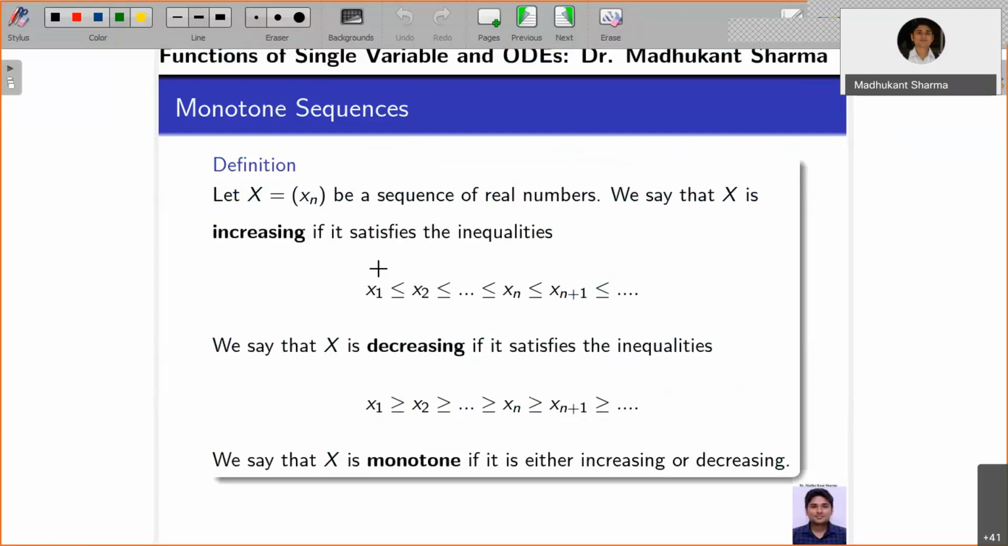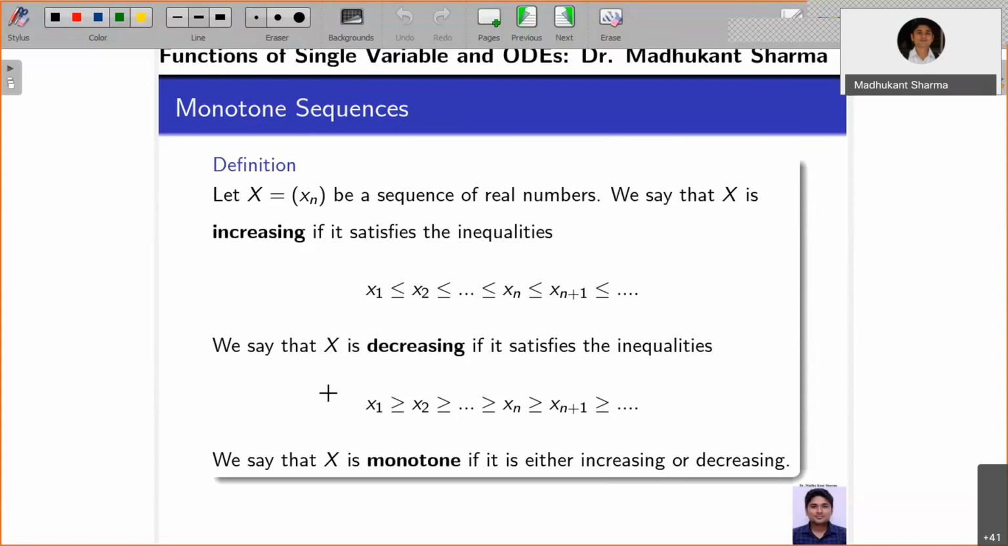So if it satisfies the inequality x1 less than or equal to x2 less than or equal to x3 and so on. Since the sequence is enumerated here, a sequence is always countable, because the set of natural numbers is countable, since you can identify a bijection from N onto N for the sequence. If you have this behavior, then you will say that this is an increasing sequence.